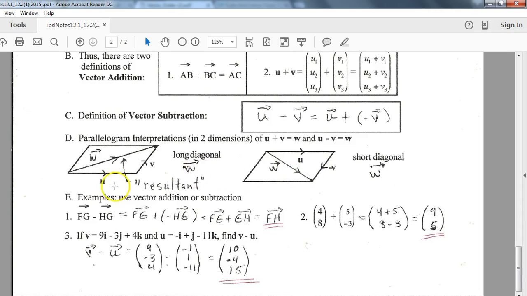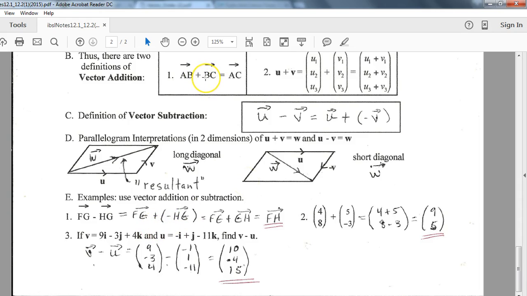Notice one last thing right here. If this is vector u, then this can also be vector u because they have the same length. And if I'm going the same direction, still going to the right, then I can give it the same name. So those have the same direction and the same length, so they are equal. So I can call both of them vector u. Just like if this is negative v right here, then I can also call this negative v right there. So just some real basic additions.